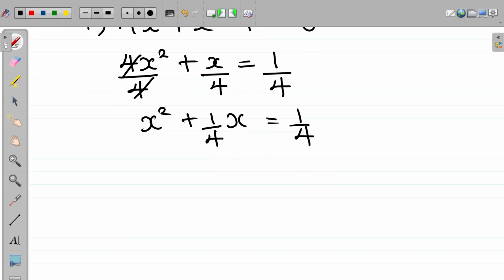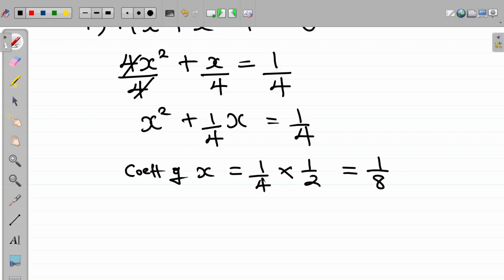Now the next step here is to multiply the coefficient of s by 1 divided by 2 and square the result. So we have that the coefficient of s is equal to 1 divided by 4. We multiply by 1 divided by 2, which is half. This is equal to 1 divided by 8. So we will square the result and add it to both sides.